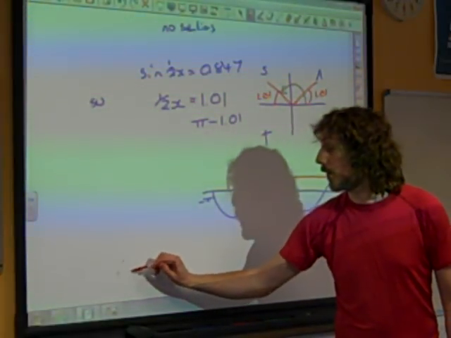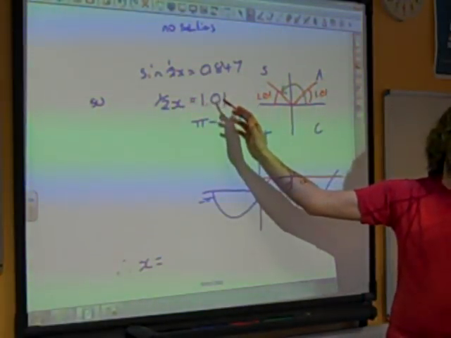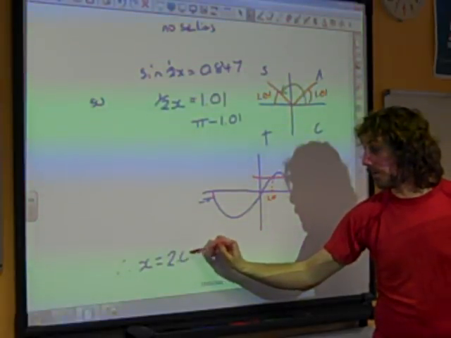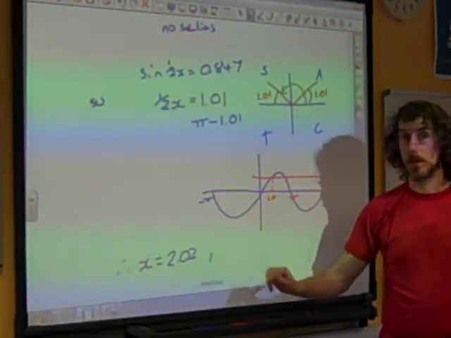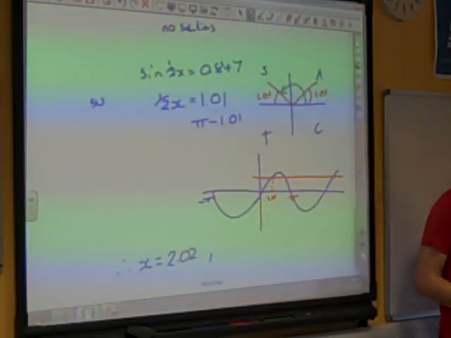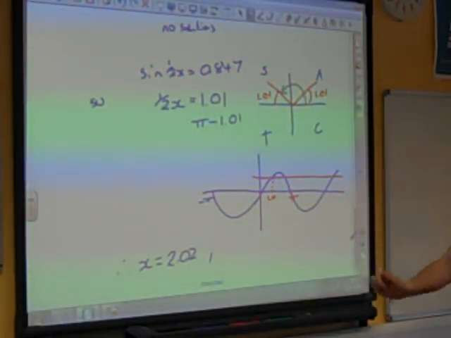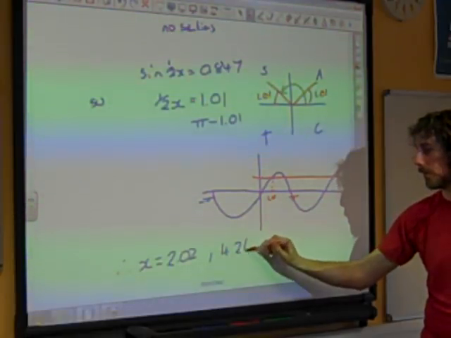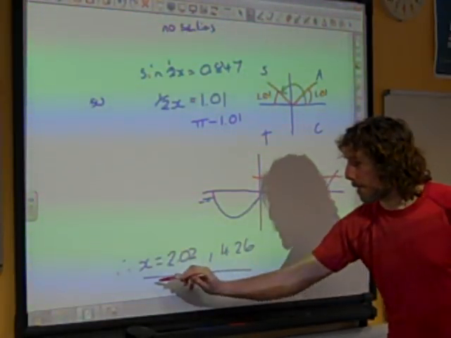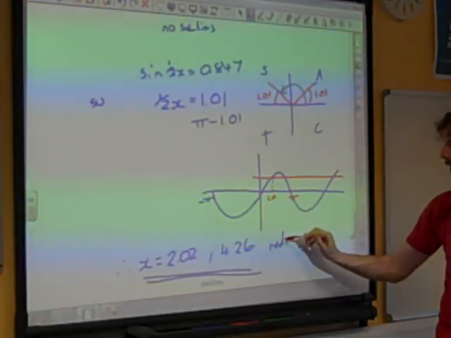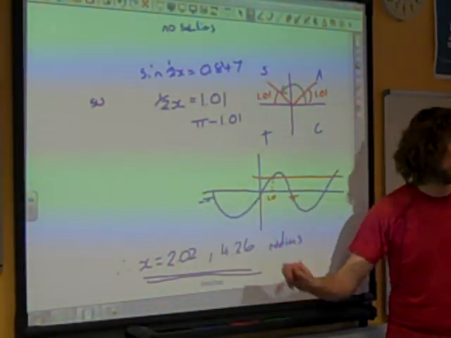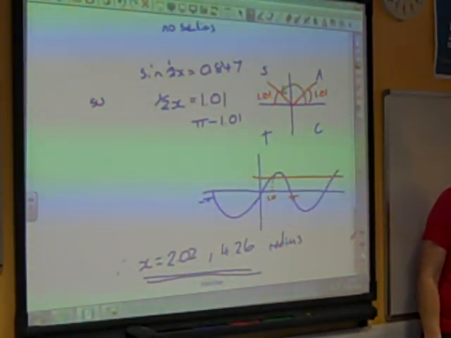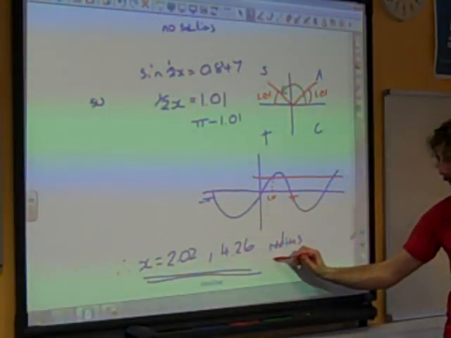So x, times that one by 2, we get 2.02. Pi take away 1.01 is 2.13, which doubled would be 4.26. And then we could write radians at the end of that, or put the little c to show that it's in radians. There we go, both to 3 significant figures.